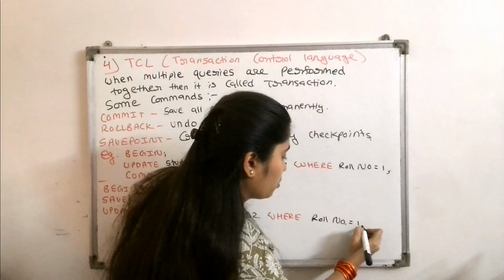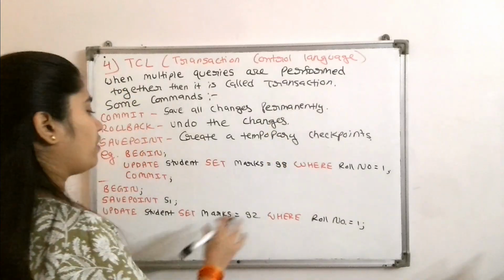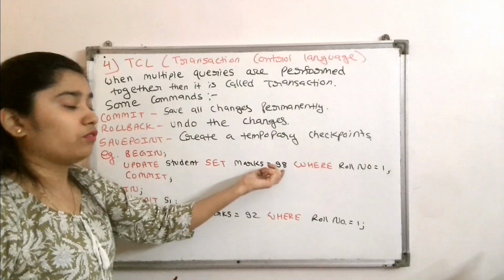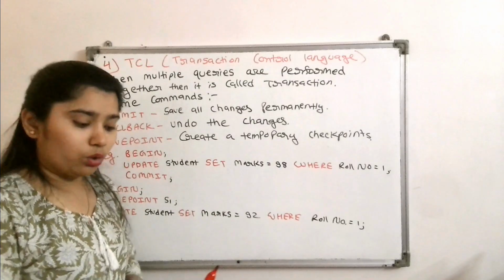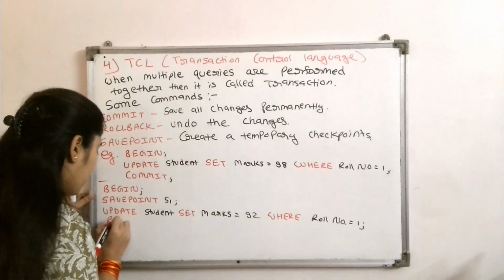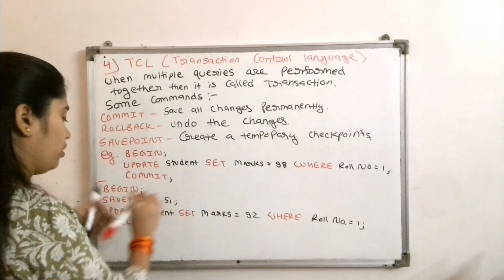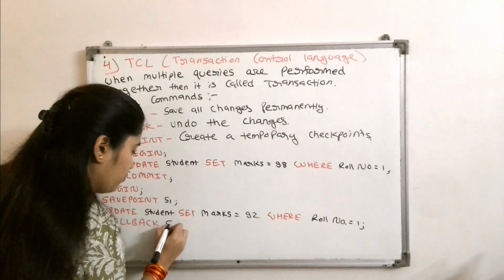Where the whole number is equal to 1. We have written this wrong. We have written the wrong information. Like the mark was 98, but we have written 92. So here we can use the rollback command.